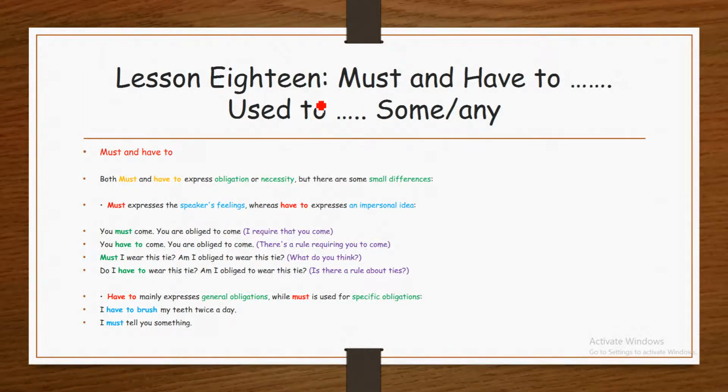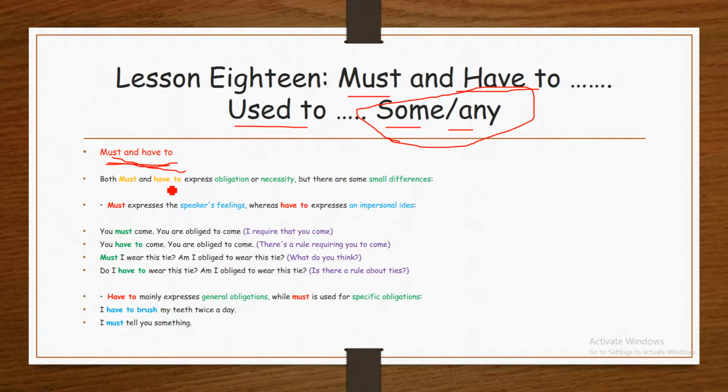Lesson 18. Must and have to. Use it to. Some and any. We have already talked about some and any in the count and non-count nouns, but we are going to review here and learn some new things about them. Let's begin. Must and have to.